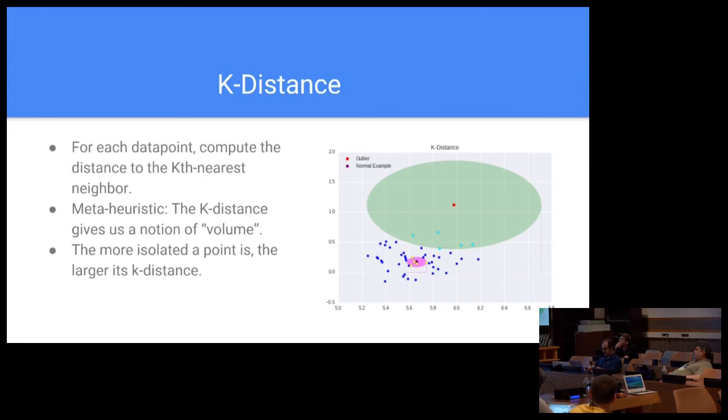So you want to try different values, also taking into account that the higher the K is, the slower this algorithm will be. As a rule of thumb, if there are n data points, I generally use log n as the value and then work from there.